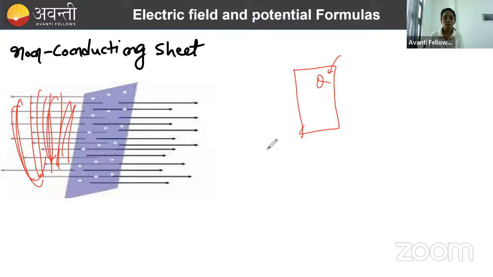So what are the formulas for conducting and non-conducting? The electric field at any point near the non-conducting sheet is sigma by 2 epsilon naught. And for a conducting sheet, it is sigma by epsilon naught. This you need to remember, nothing else. Okay? Chalo.